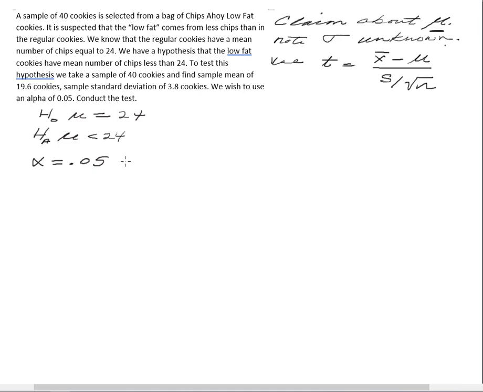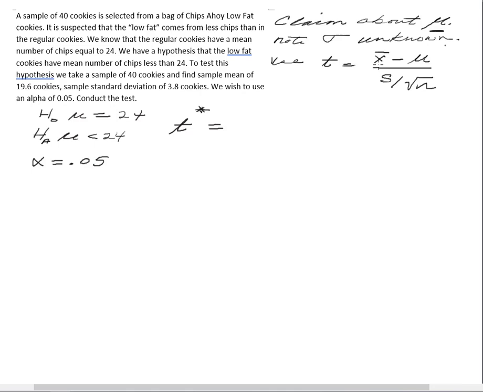Now we've got not raw data, but we've got summary data up here. So we're going to use that summary data and we're going to calculate an observed value of t. Now what would the observed value of t be? Well, remember that it's my custom to put a little star or an asterisk on the observed value of t. So here's our observed value of t.